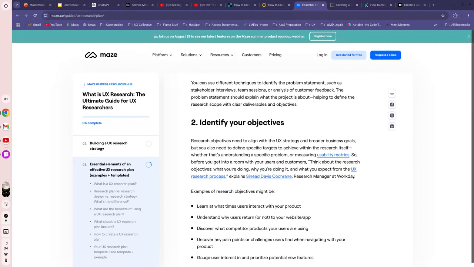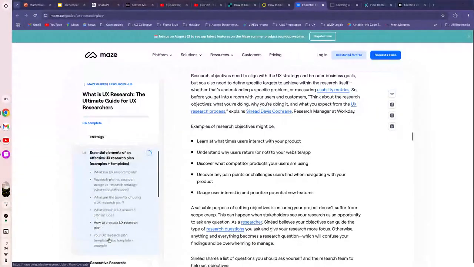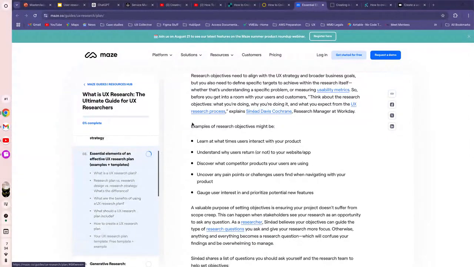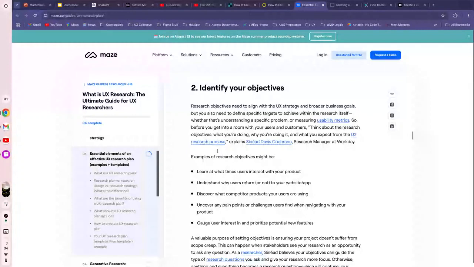I'm only taking these two points from Mace, but if you look at it, they have a huge chunk of material here for user research plan. They even have some templates, and we'll look at that in a moment. But let's move on quickly to talking about objectives. And I would yield the mic to you guys for a few minutes.